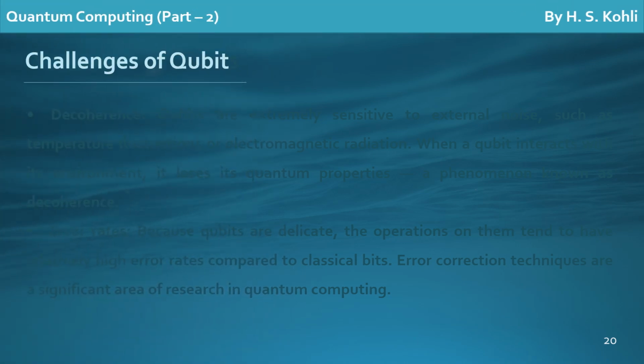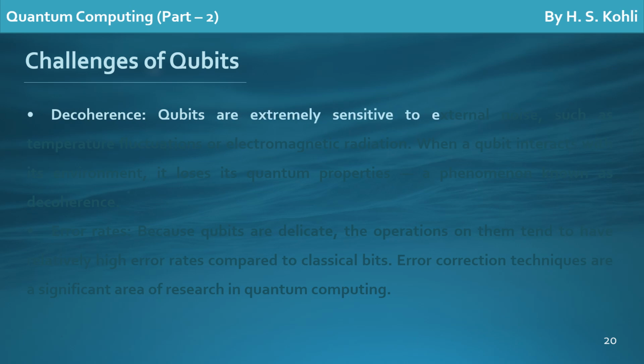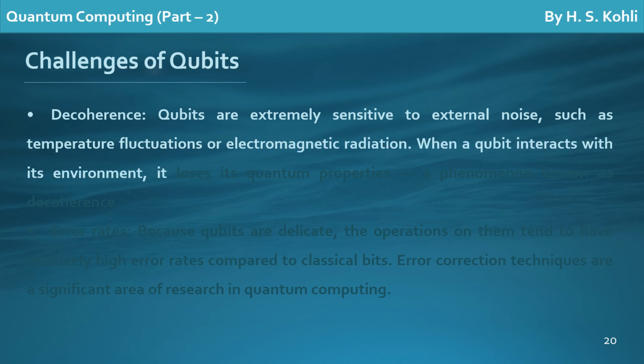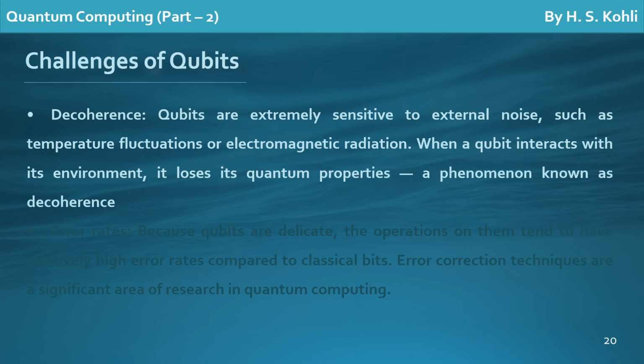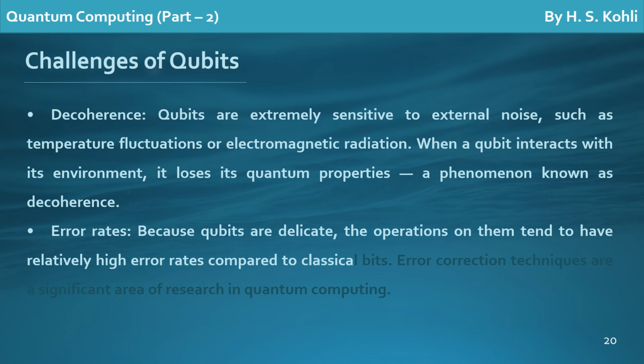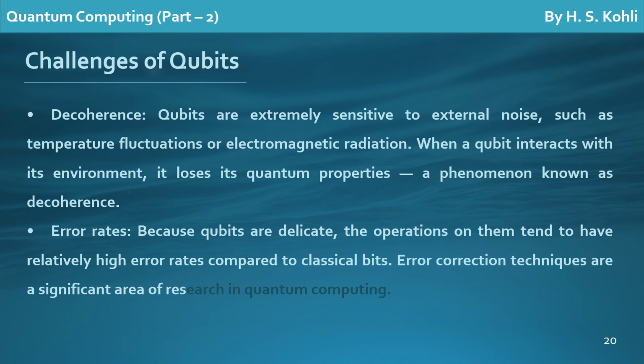Challenges of qubits. Decoherence. Qubits are extremely sensitive to external noise, such as temperature fluctuations or electromagnetic radiation. When a qubit interacts with its environment, it loses its quantum properties, a phenomenon known as decoherence. Error rates. Because qubits are delicate, the operations on them tend to have relatively high error rates compared to classical bits. Error correction techniques are a significant area of research in quantum computing.